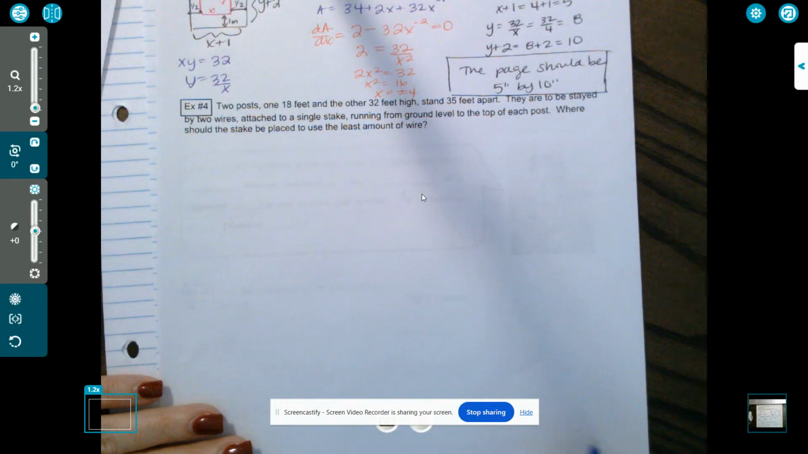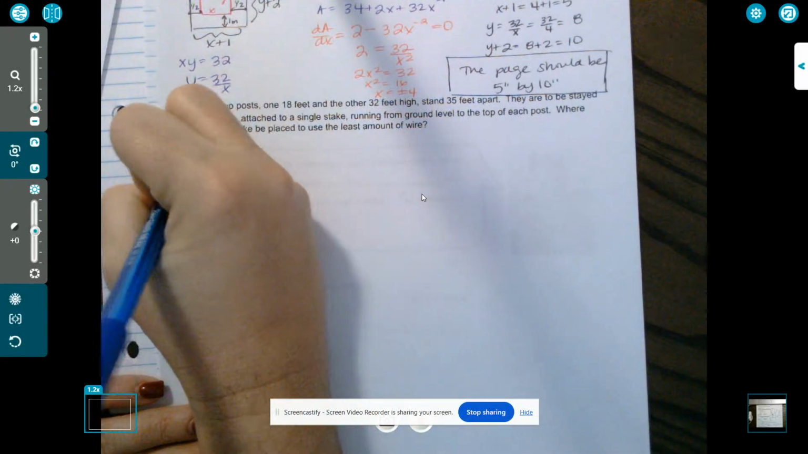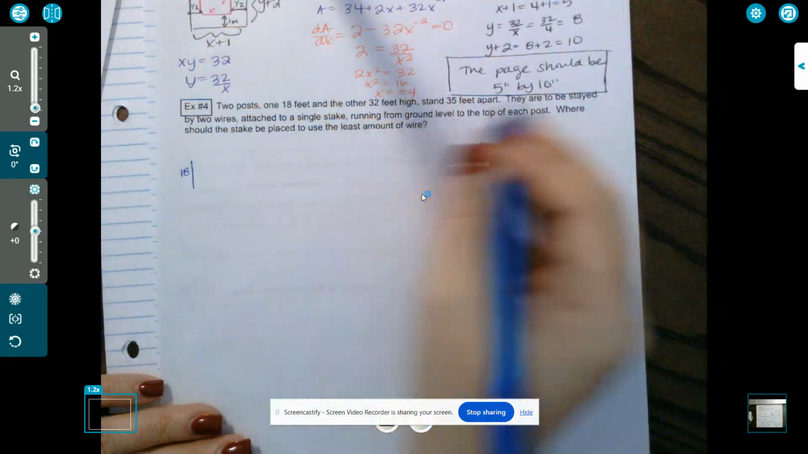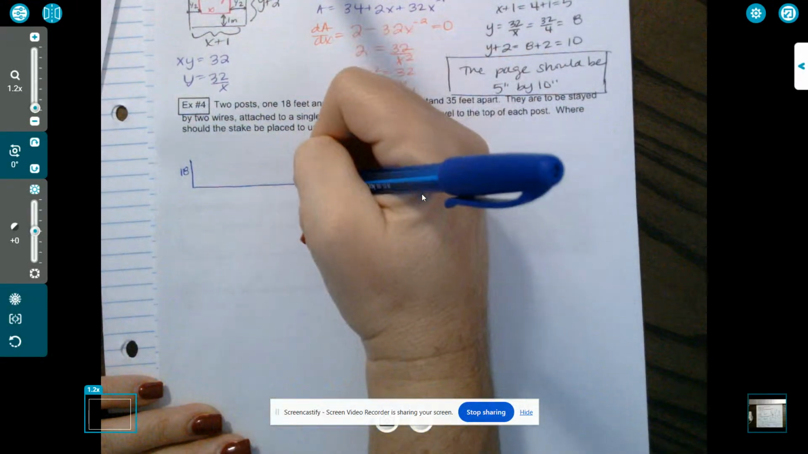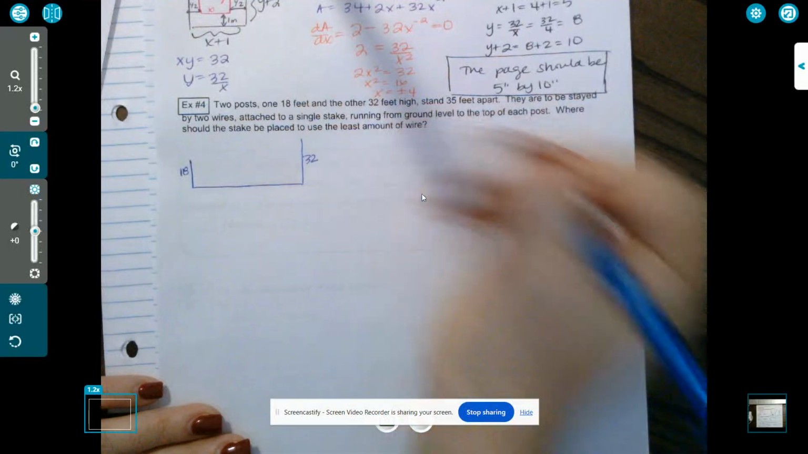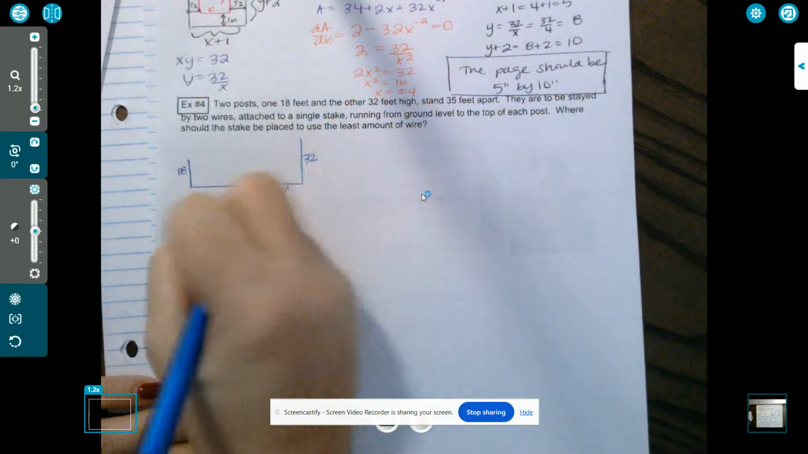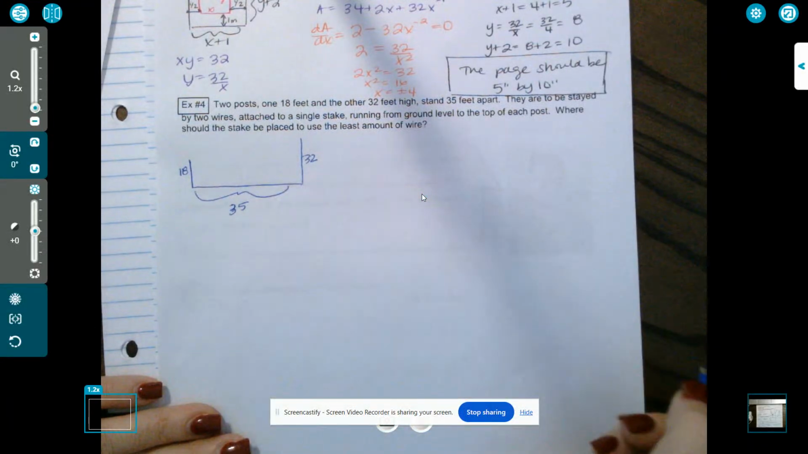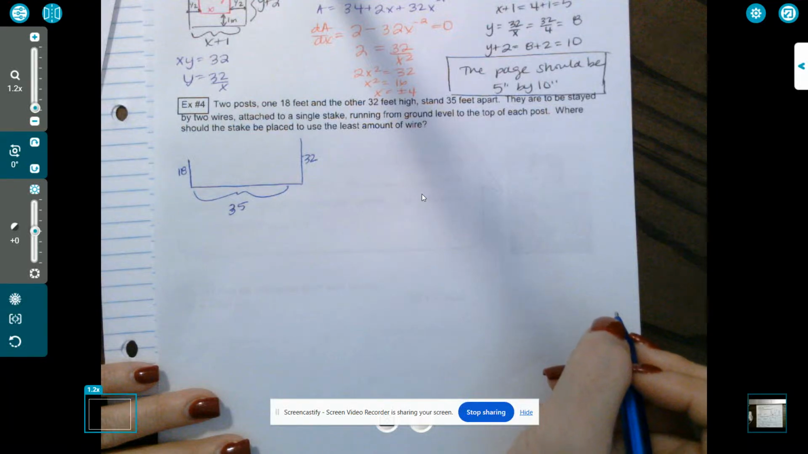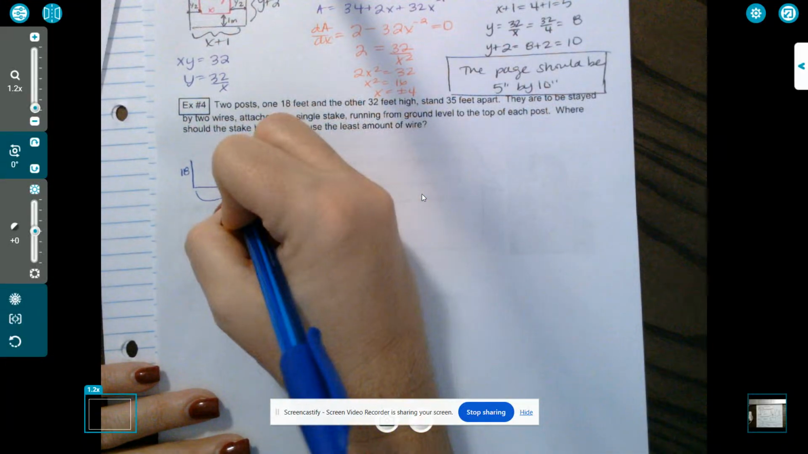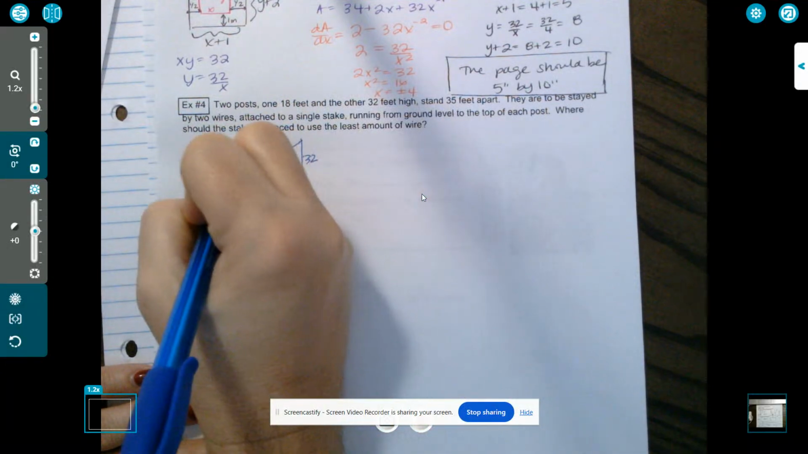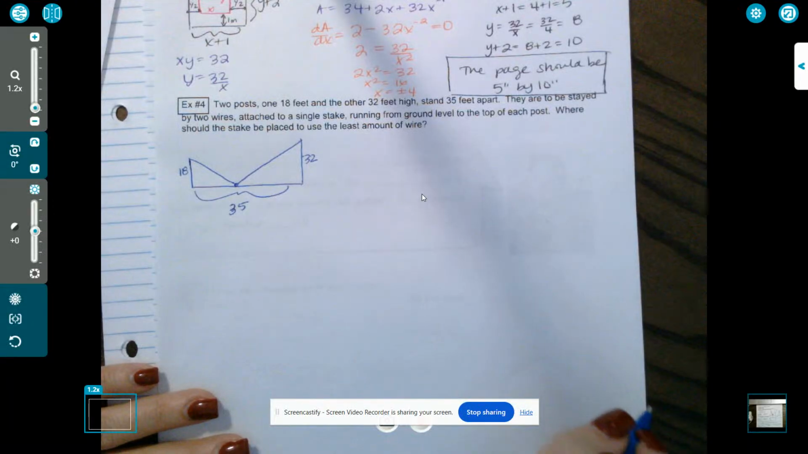Two posts, one 18 feet. Got an 18-footer, and the other is 32 feet. They stand 35 feet apart. So over here, 35 feet away is a 32-foot post. So we know this is 35 feet. They are to be stayed by 2 wires attached to a single stake running from the ground level to the top of each post. So somewhere in here there is a stake, and there's a wire that runs to the top of each one of these.